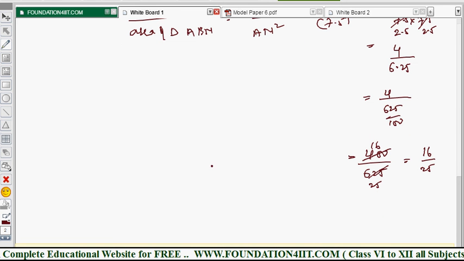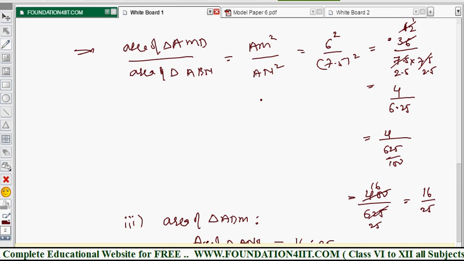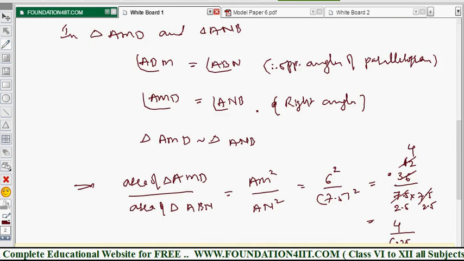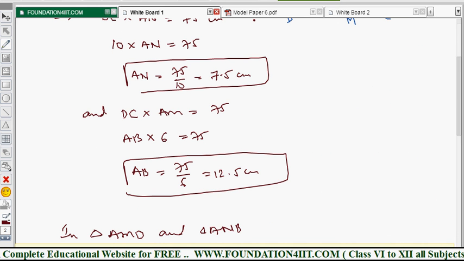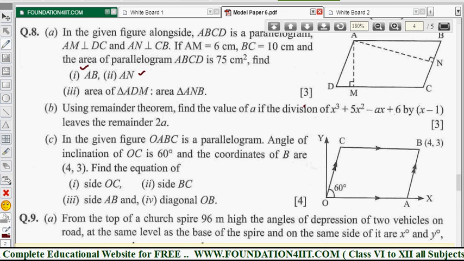Therefore, the area of triangle ADM is to the area of triangle ANB, that is equal to 16 is to 25. Okay, the main property is that the ratio of areas equals the squares of the corresponding sides. By using this, you can find this. Now this is about the first one. Let us see the next question.